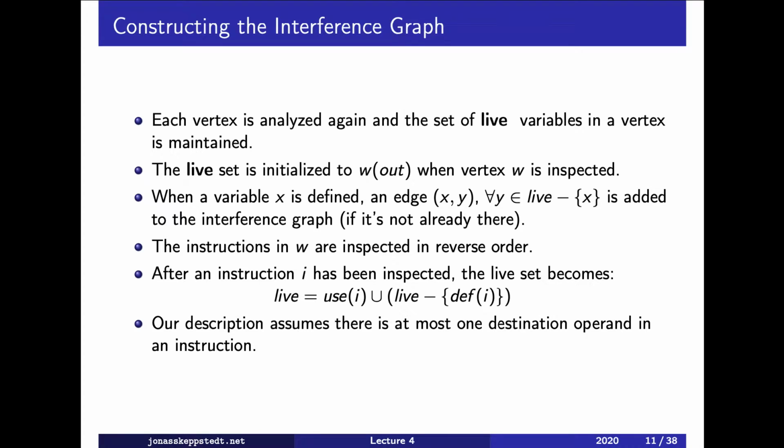Now that we have computed the live information, we can use it to construct the interference graph. Recall, the interference graph is used to avoid allocating a register to two variables which are live at the same time. What we do is to go through each vertex again, and we maintain a set called live, which is initialized to the live out of that vertex.